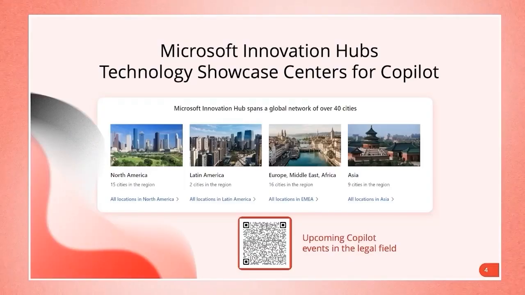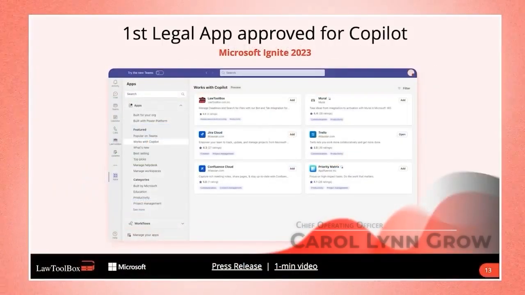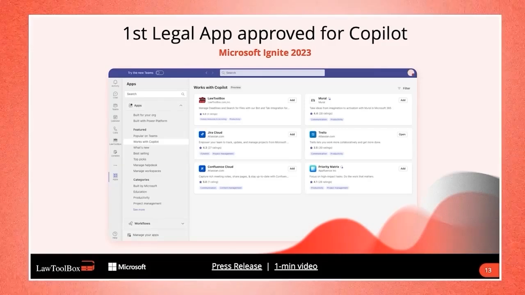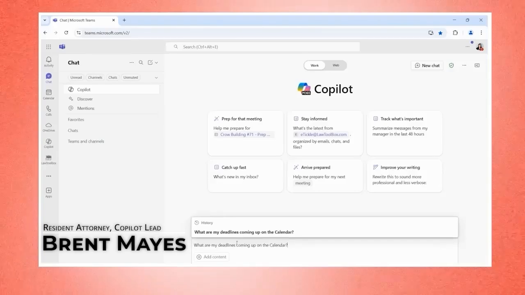We have one of the largest demo environments where we can show everything that Microsoft has to offer. And now that includes LawToolBox, which we've implemented in that environment to be able to show customers how it works and what it can do. LawToolBox became the first legal app to be approved for Copilot, and we see this as a very transformational time in the market. First, I'm going to ask Copilot without LawToolBox to find my deadlines coming up on the calendar.